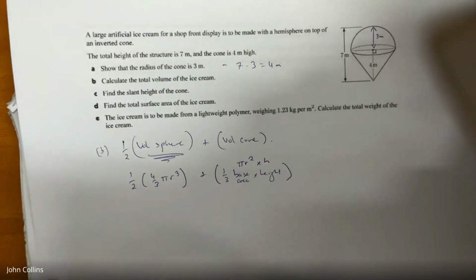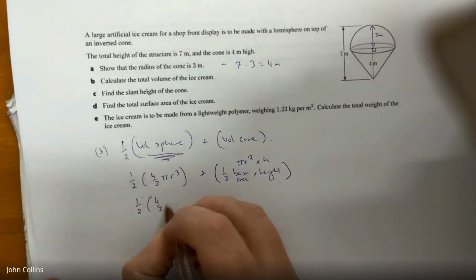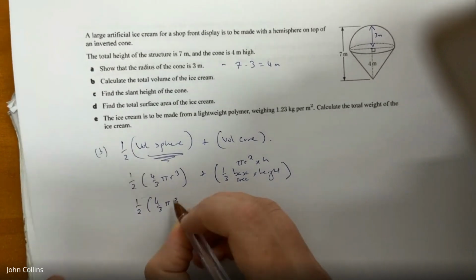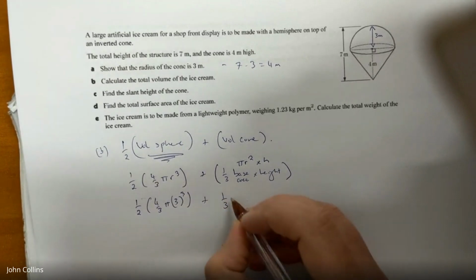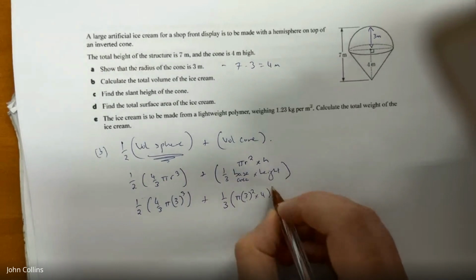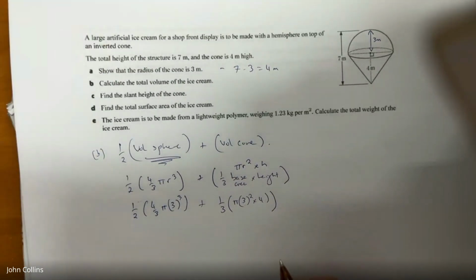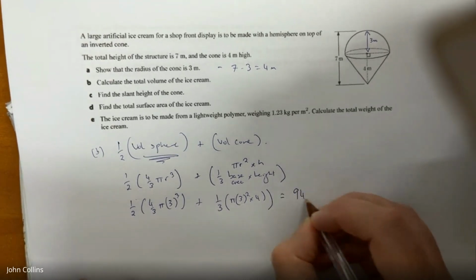Okay, so filling in the numbers here, the radius is 3 all along: half of 4/3 pi 3 cubed plus 1/3 pi 3 squared times 4. This is a calculator question, so you can just type that into a calculator and get 94.2.